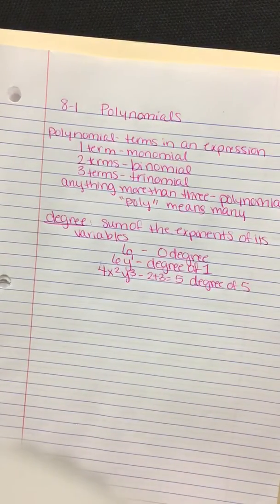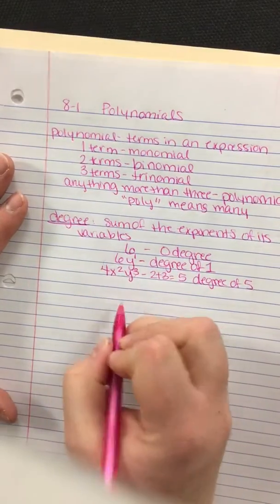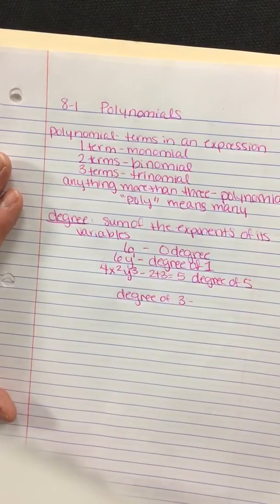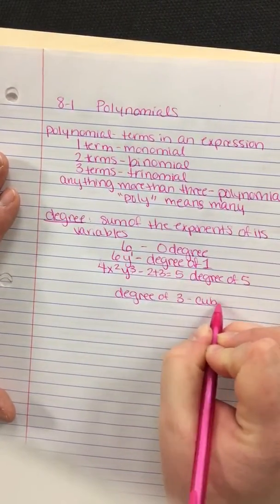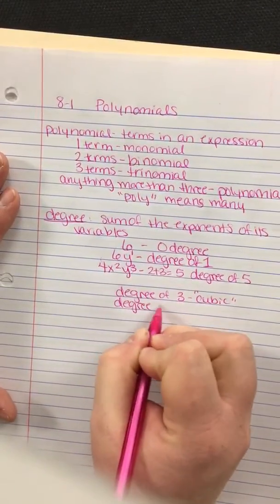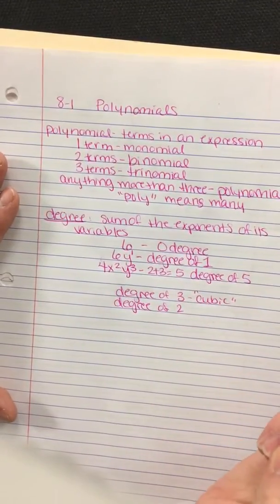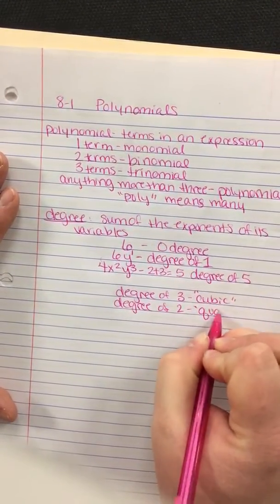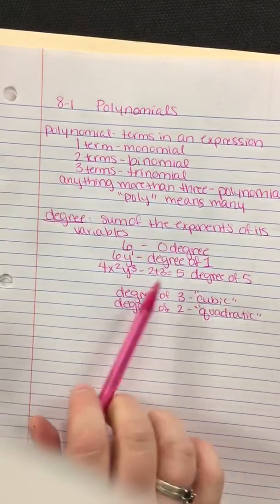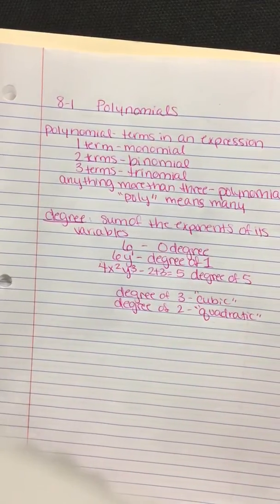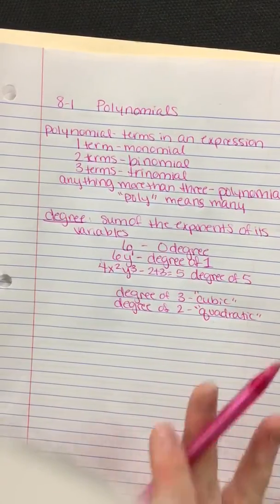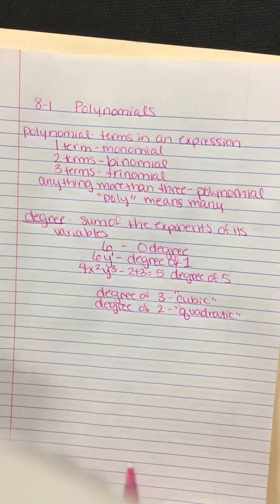Now, there are special names for some degrees. If you have a degree of 3, the special name for that is called cubic. Okay? If you have a degree of 2, there's a special name for that one too. It's called quadratic. Okay, those are the ones that have the special names. Otherwise, you just say degree of 5, degree of 1, degree of 0, okay? But if you see these terms in like a quiz or something, you know where they're coming from.